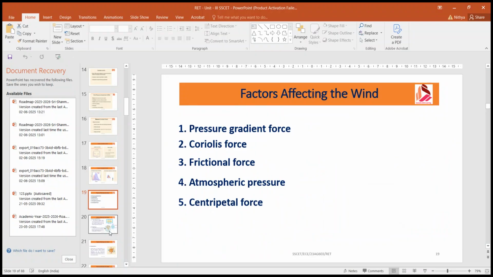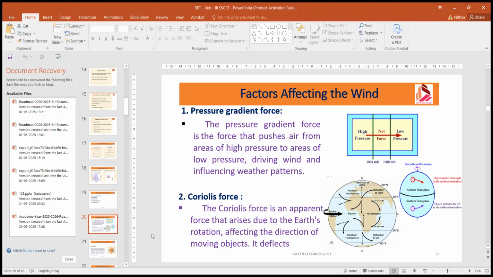One is the pressure gradient force. Second is the Coriolis force, then frictional forces, atmospheric pressure, and centrifugal forces. So, what is the general meaning of the pressure gradient force? Normally, the pressure gradient force is the force that pushes air from an area of high pressure to an area of low pressure, driving wind and influencing weather patterns. For example, in this diagram I have shown high pressure, and the net force acting from the middle of the pot toward low pressure.